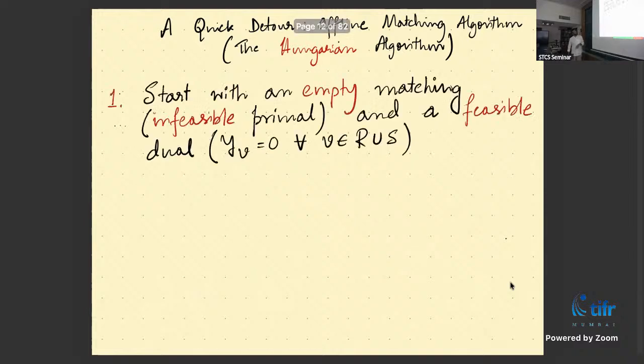Here is what you do. You start with an empty matching, so there is no edge in your solution so far. You have not matched any request to any server. And you start with the obvious feasible dual, which is y_v equal to 0 everywhere. So we start with a feasible dual, but we start with an infeasible primal solution in some sense.